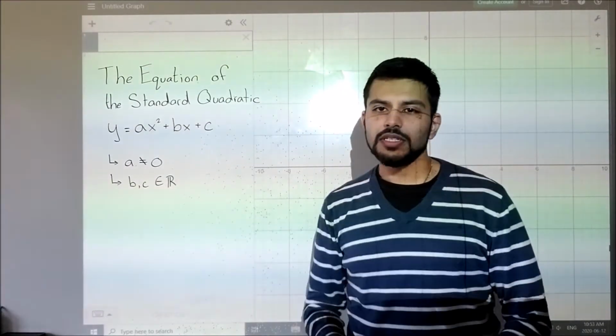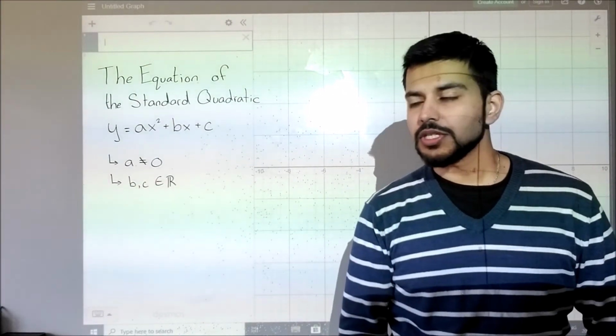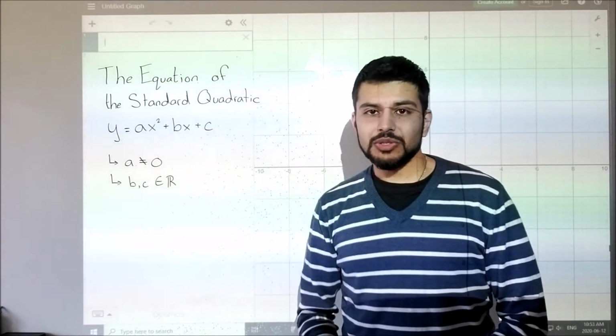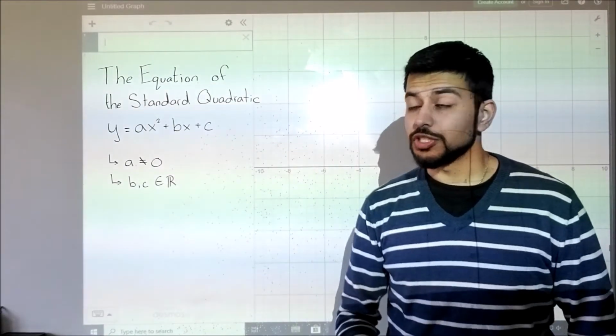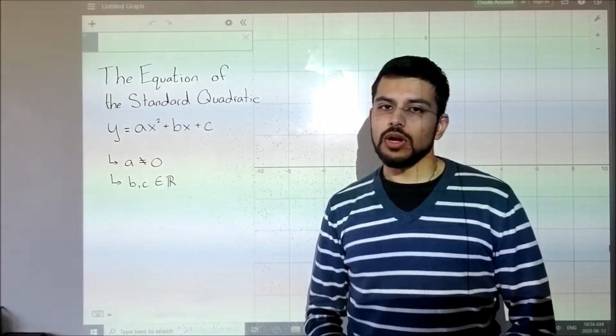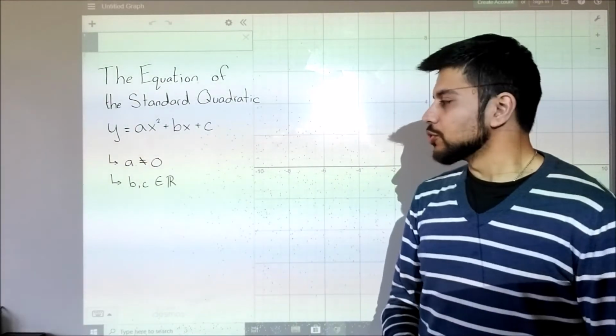B and c, we're going to say that they can be elements of the real numbers, meaning they can be anything you want them to be. Preferably they're nicer numbers, you know, natural numbers, whole numbers, or just integers, but sometimes you can't work with that. As long as a is not 0, you should be okay.